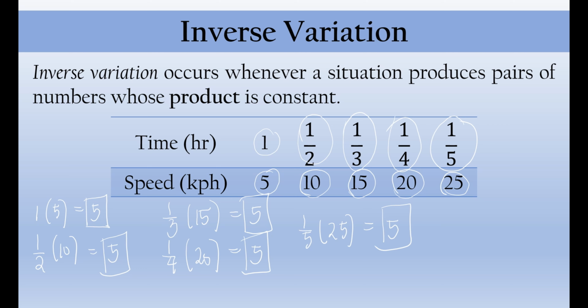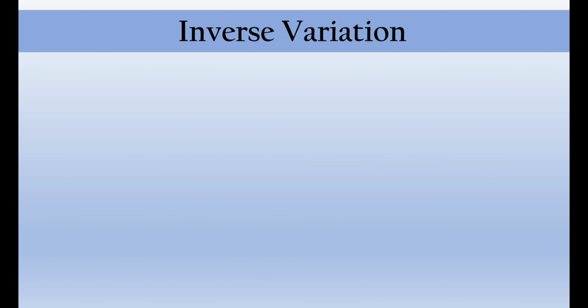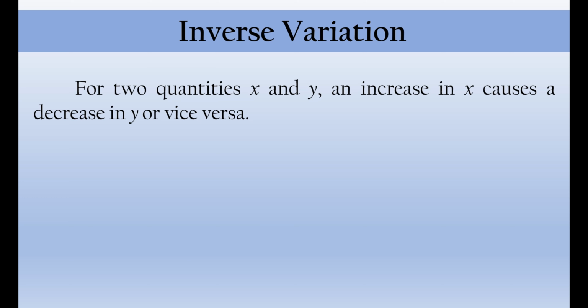The product of the pairs of numbers of this table of values is constant because the products are all equal to 5. Therefore, we can say that this table of values represents an inverse variation. Furthermore, we can say that in inverse variations, for two quantities x and y, an increase in x causes a decrease in y or vice versa.